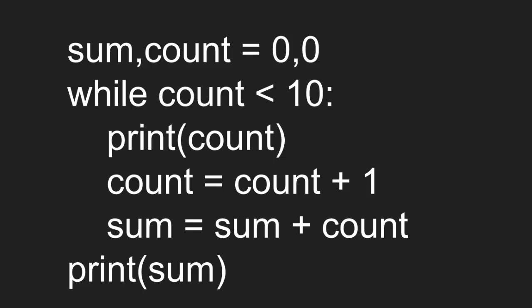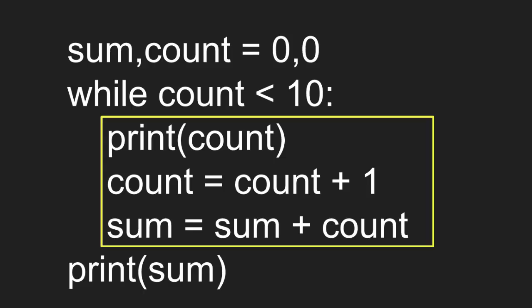So in this case, we're going to initialize 2 variables. Sum, comma, count is equivalent to 0, comma 0. So this means sum is associated with the first number on the right here, and count is associated with the second number on the right. So we're basically initializing 2 variables in one line here. Now we have our while statement. While count is less than 10, we have the colon, and this code block represents these 3 statements here. So all of these 3 statements are associated with the while loop.